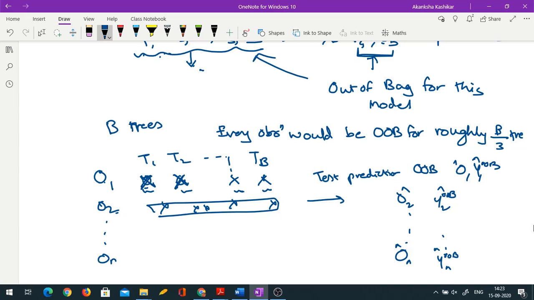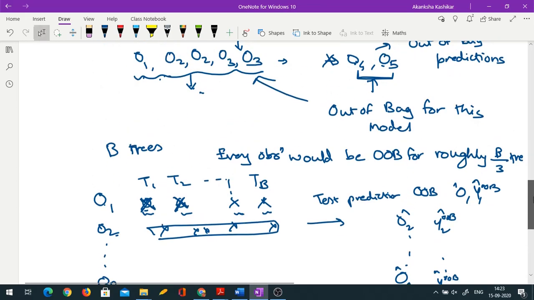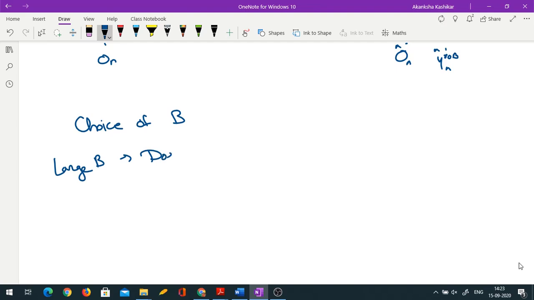You aggregate over multiple trees and then take the out of bag error as the estimate of test error. Now of course, I am sure all of you have been wondering, what about B? What should be the choice of B? Here, a large B does not lead to overfitting. So far we have always been saying you shouldn't overfit, but here, interestingly, large B does not lead to overfitting.